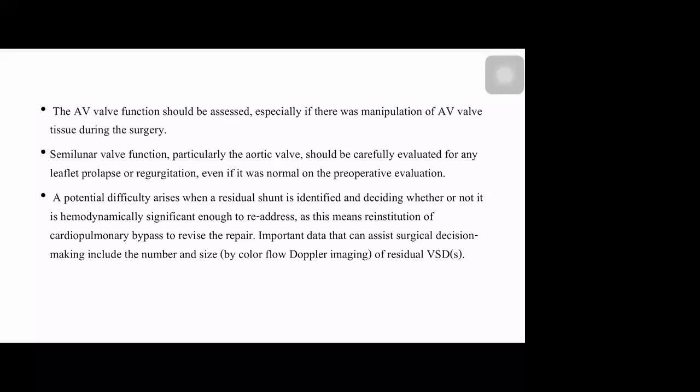Potential difficulty arises when a residual shunt is identified and deciding whether or not it is hemodynamically significant enough to readdress it.